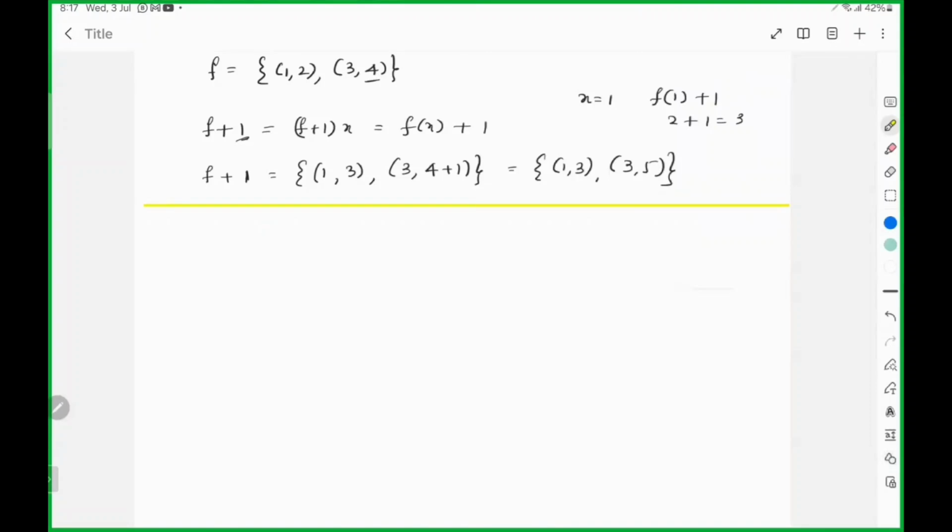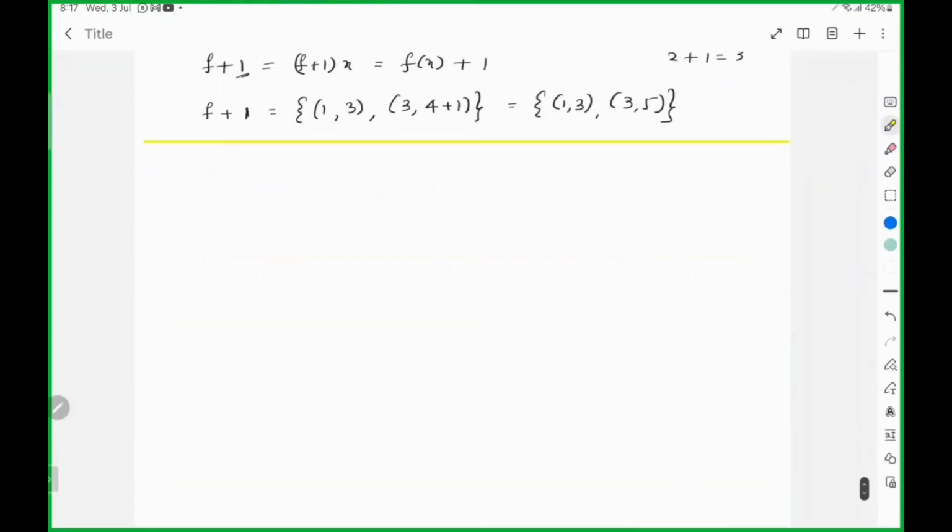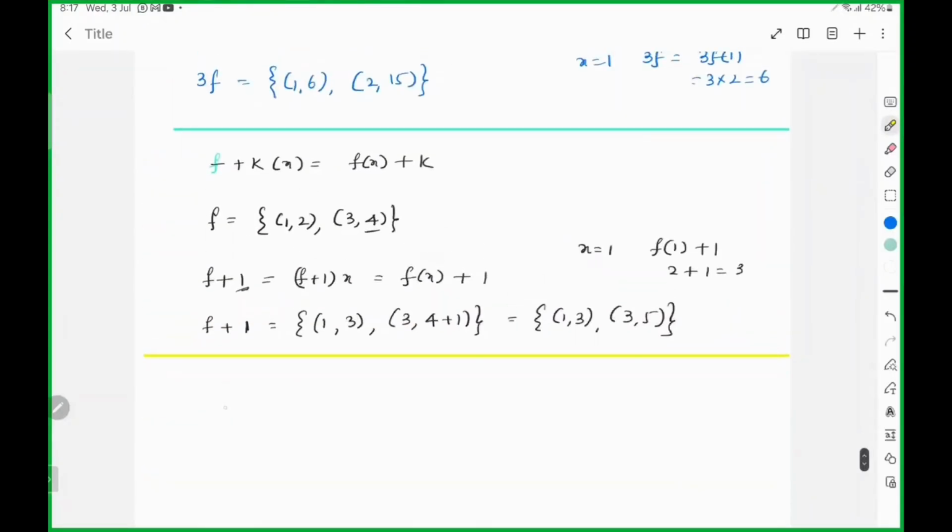So next, another question is: is it necessary that A and B must have the same number of elements? Suppose here 1, 2, 3, 4, and another set 3, 4, 8. This is not a set, it is a function.